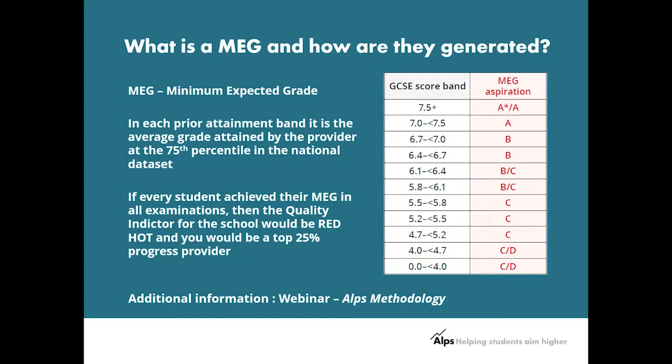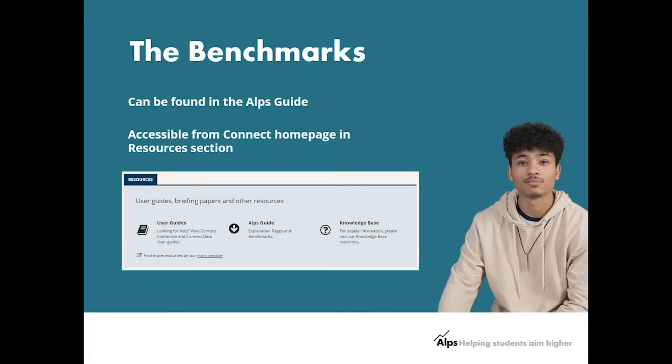Just that next bit, there's a reminder that if you got that grade with every student across your different prior attainment bands and across their entries, then you would be a top 25% provider and therefore red hot. Okay, so those are the A-level MEGs. If you want to see all of the MEGs for all of the courses, have a look at the guide there, which is available from your homepage in the resources section.